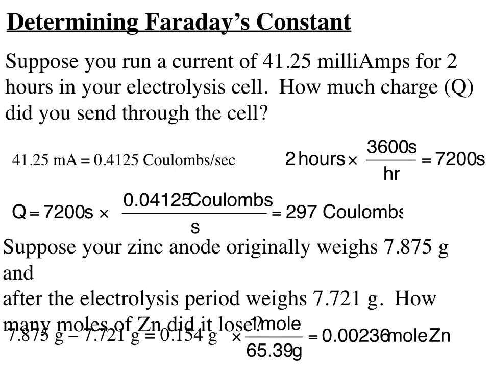Now, let's suppose I have a zinc anode that I weigh, and I weigh it out at 7.875 grams. And after the 2 hours of running current through that electrode, I weigh it again, and it weighs 7.721 grams. Notice that the electrode has lost weight.